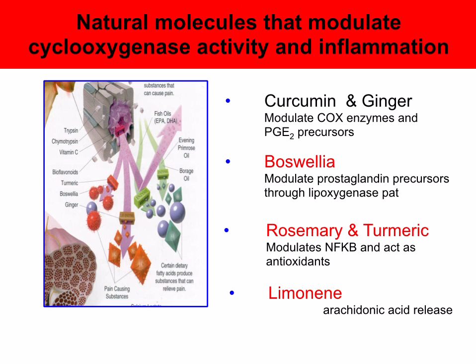Certain natural molecules are well known for their ability to modulate COX enzyme activity. Curcumin from turmeric, ginger, and boswellia can all modulate inflammatory mediators such as your COX and LOX enzymes, thereby reducing prostaglandin E2 production and the resultant inflammation. Rosemary and turmeric are potent antioxidants, and they also work to modulate NF-kappa B, a transcription factor that affects prostaglandin synthesis, whilst D-limonene reduces arachidonic acid release.